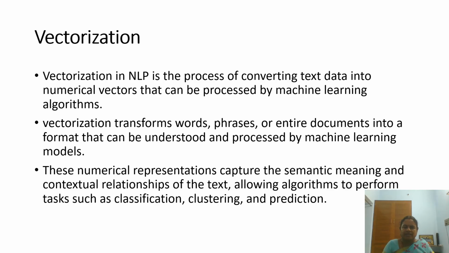So next we move on to vectorization. Vectorization in natural language processing is the process of converting text data into numerical vectors that can be processed by machine learning algorithms. It transforms words, phrases, or entire documents into a format that can be understood and processed by machine learning models. These numerical representations capture the semantic meaning and contextual relationships of the text, allowing algorithms to perform tasks such as classification, clustering, and prediction.